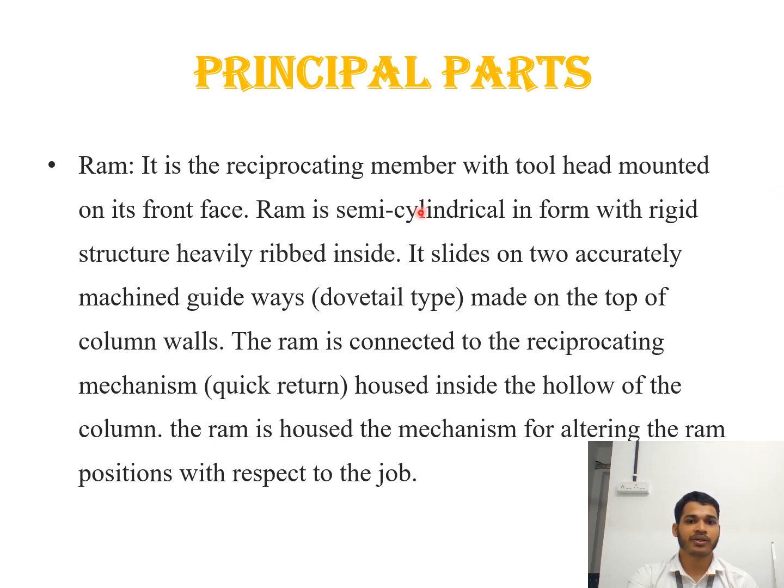Ram: it is the reciprocating member with the tool mounted on its front face. The ram is semi-cylindrical in form with a rigid structure heavily ribbed inside, and it slides on two accurately machined guideways made on the top of the column. The ram is connected to the reciprocating mechanism housed inside the hollow of the column, and the mechanism allows altering the ram position with respect to the job. So we can alter it.